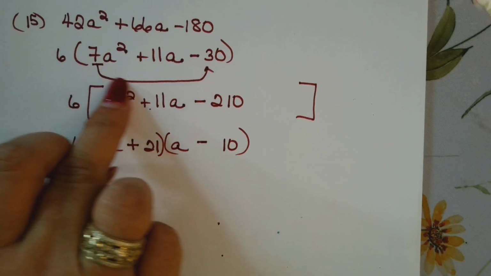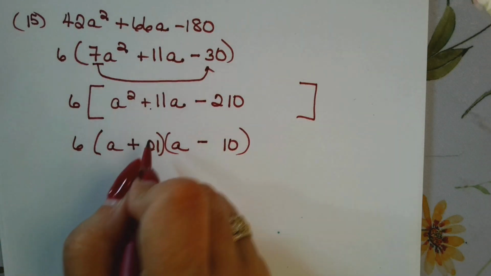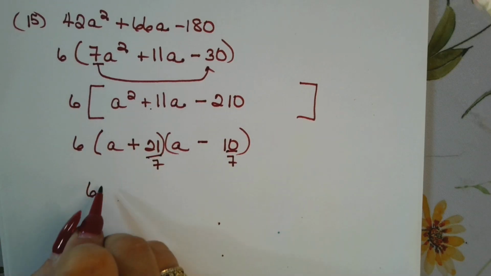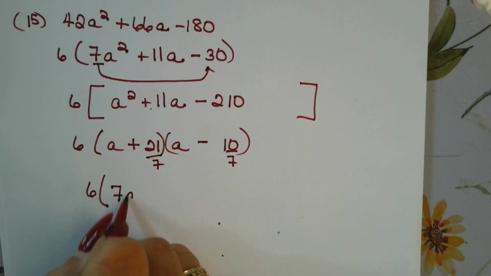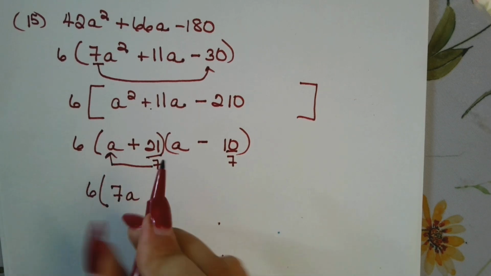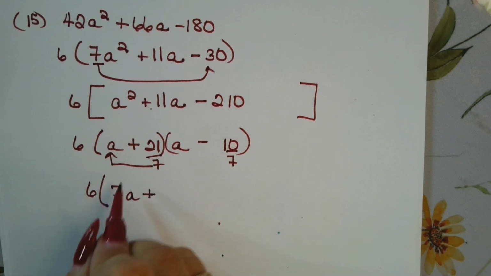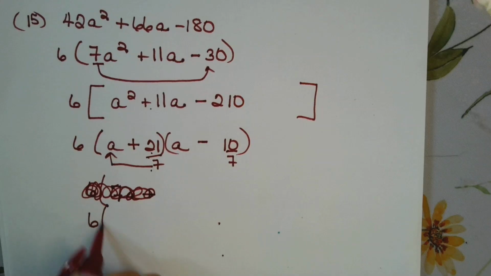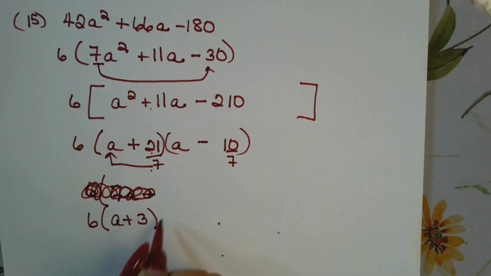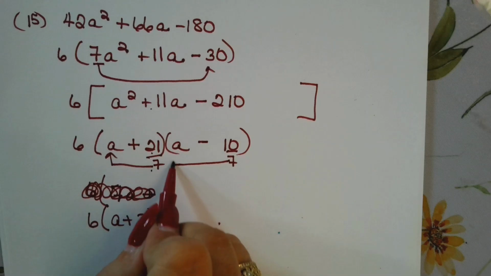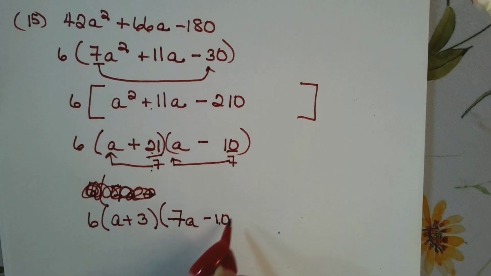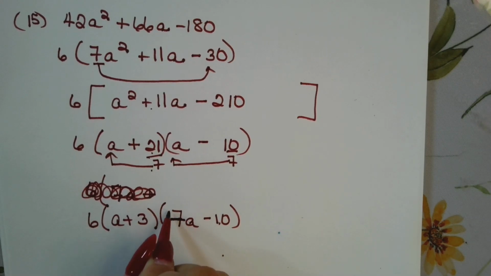And remember, we multiplied by 7, so now I have to divide each of these by 7. So this is going to be 6 times 7a. Remember, the 7 goes back to the front, plus, oh no, never mind, I just saw it. 21 divided by 7 is just 3, so this is 6 times a plus 3. And this one we do bring to the front. That'll be 7a minus 10. That's a 7. Make it even bigger. There we go.